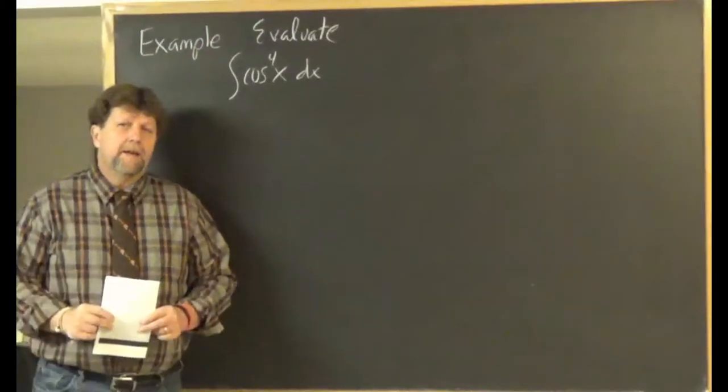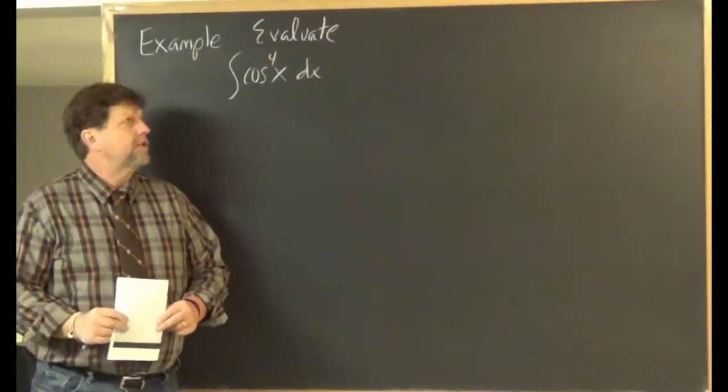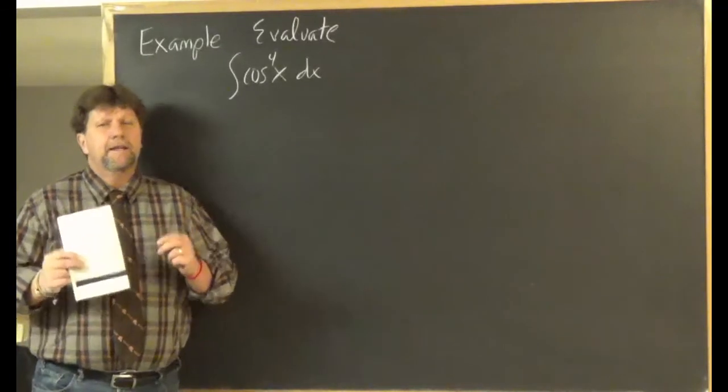All right, so we did that example, and hopefully you were able to do number 9. Continuing on, that's another example. Here we're going to evaluate the integral of cosine to the 4th x dx. So here I go, heading back to the chalkboard to work through this example.